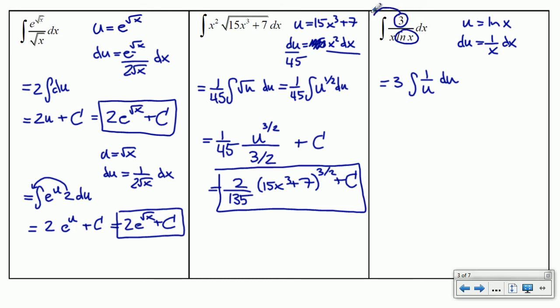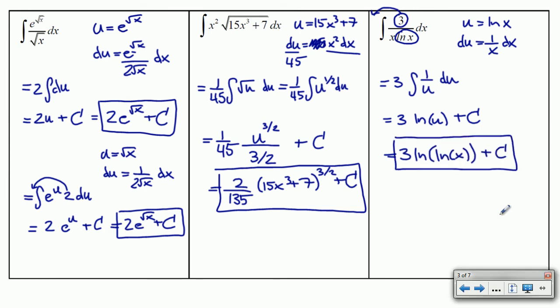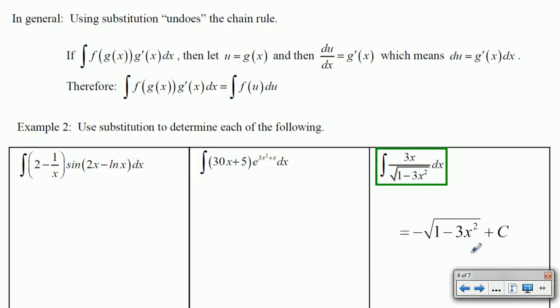I pulled that out front, and 1 over x dx is equal to du. Now the integral of 1 over u is just ln of u plus c. And we can put ln x back in for u, so we would have 3 ln of ln x plus c. So we'll do a couple more indefinite integrals, but first, in general, using substitution undoes the chain rule.